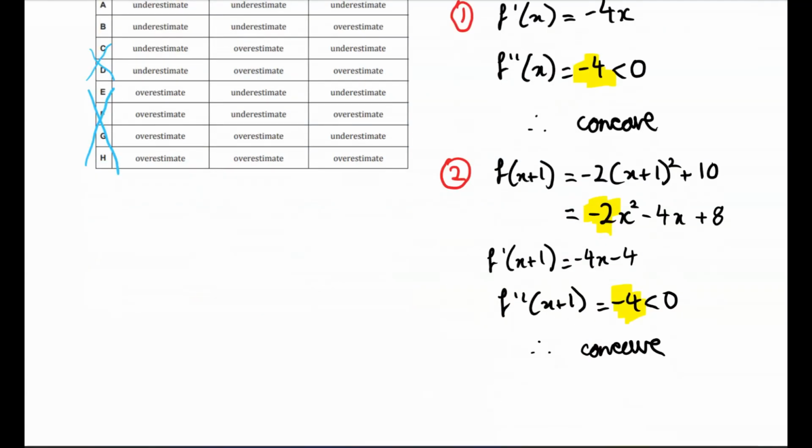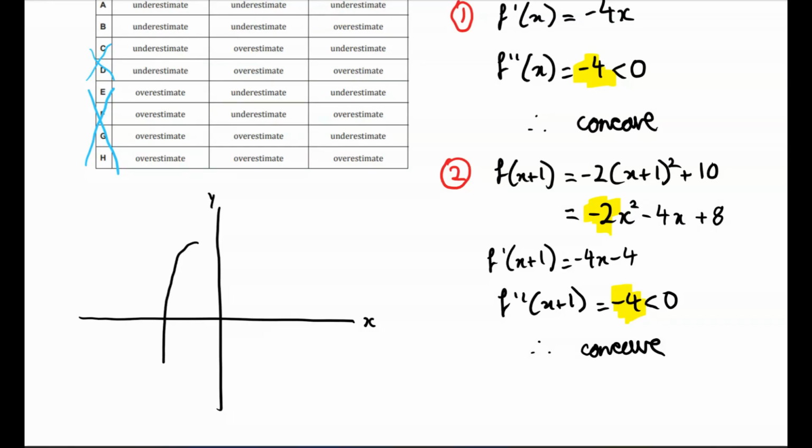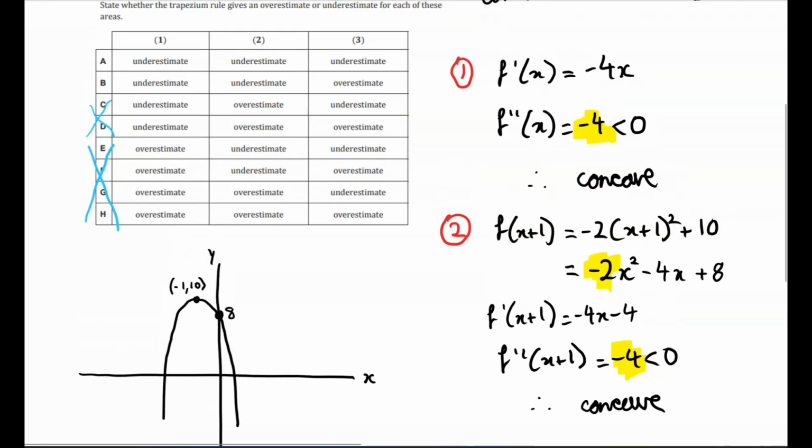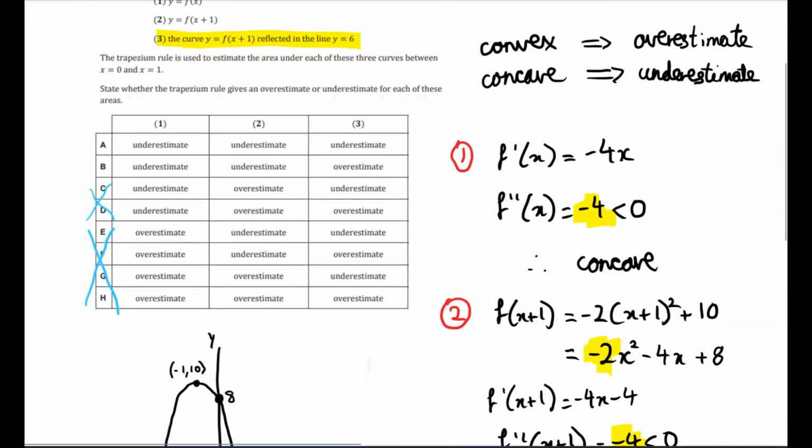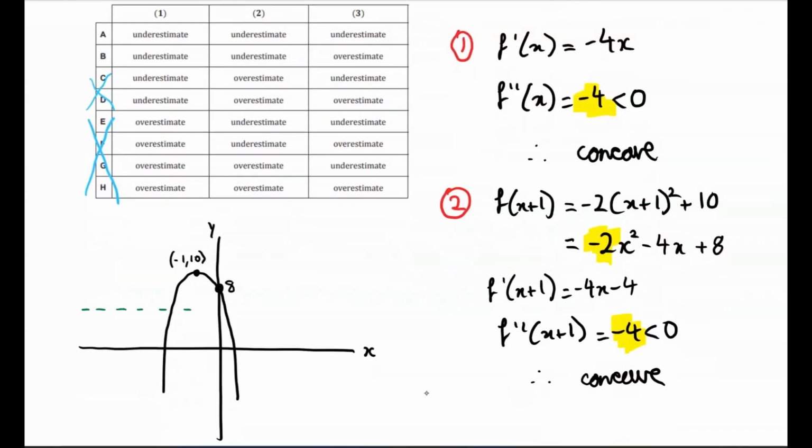Let's draw a quick sketch of curve 2. And note that we're being asked to reflect in the line y equals 6, so we'll draw this in as well. So our reflection is going to look a little something like this.